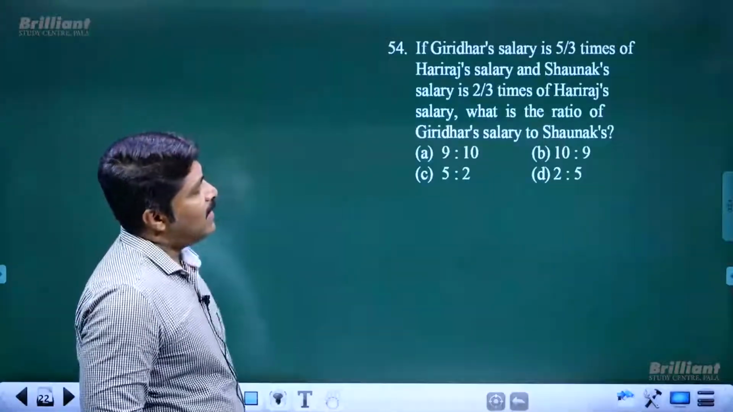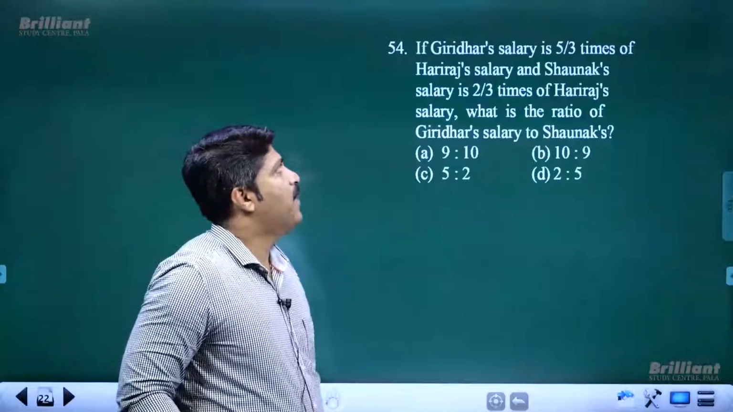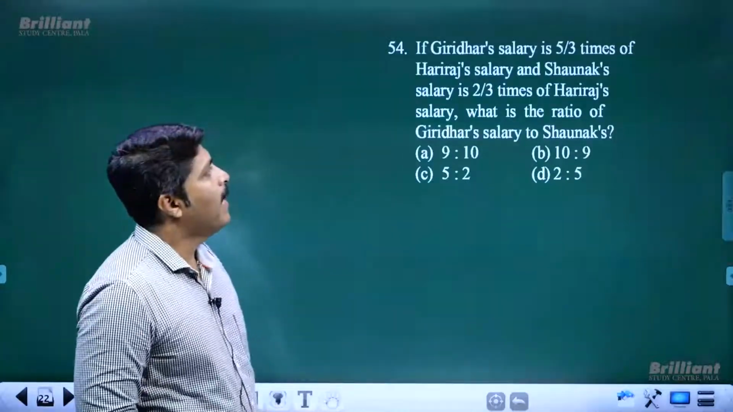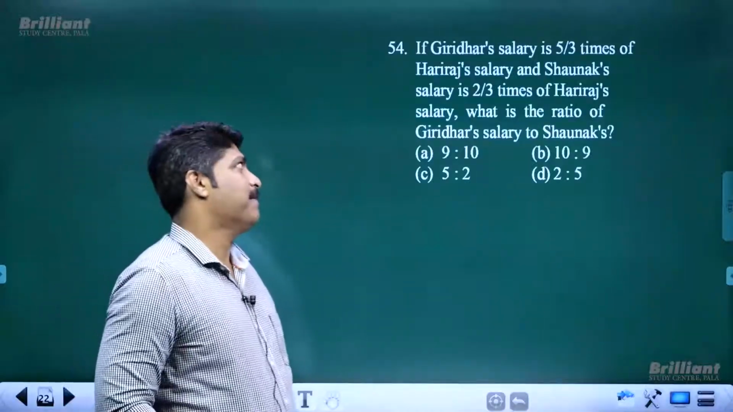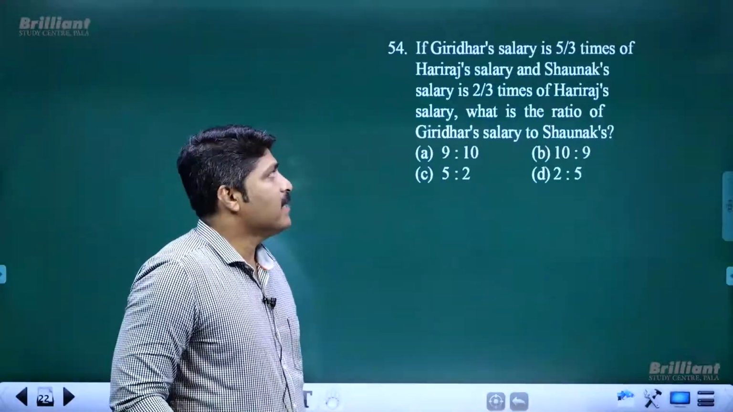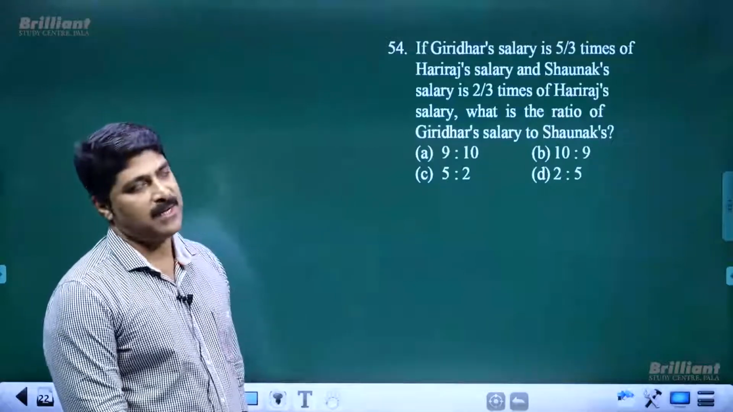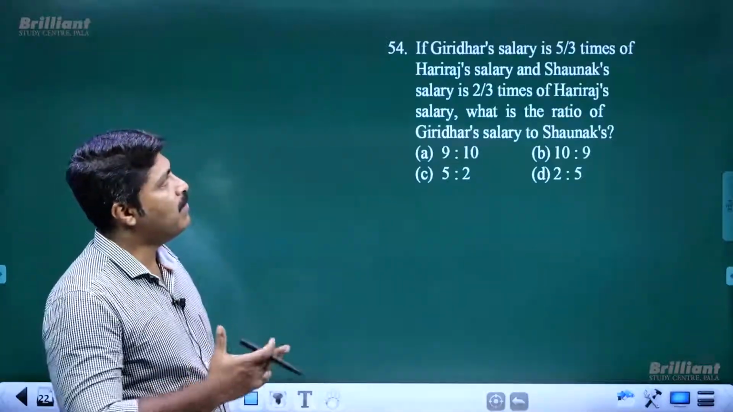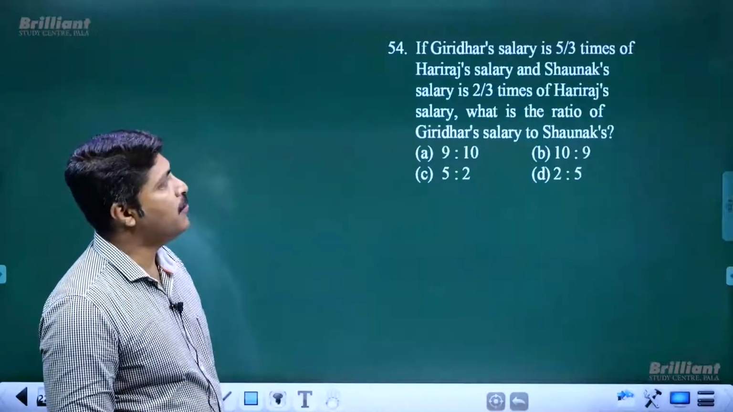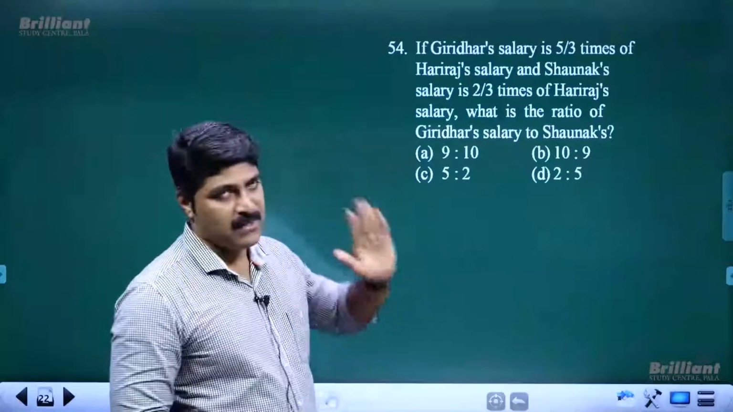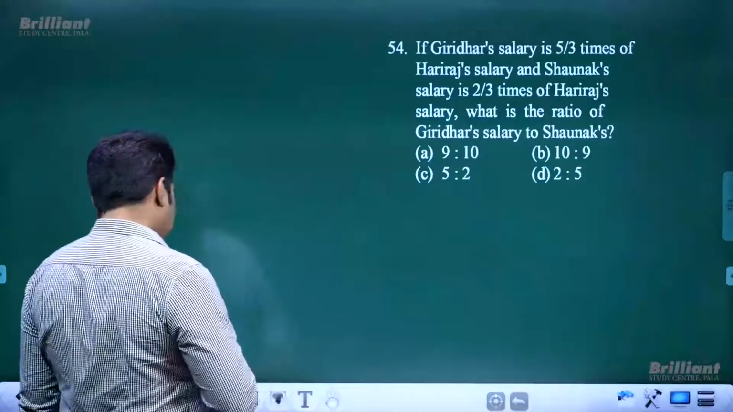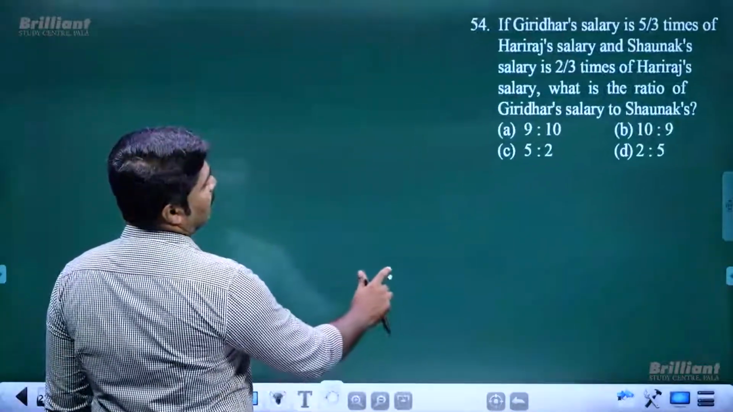If Giridhar's salary is 5/3 times of Hariraj's salary and Shaunak's salary is 2/3 times Hariraj's salary, what is the ratio of Giridhar's salary to Shaunak's salary? So here both the persons, Giridhar and Shaunak, their salaries are connected with Hariraj's salary. So like that way we can express it.